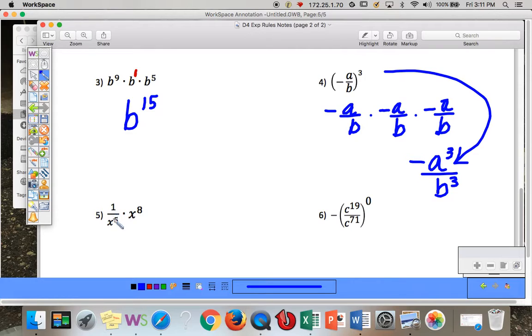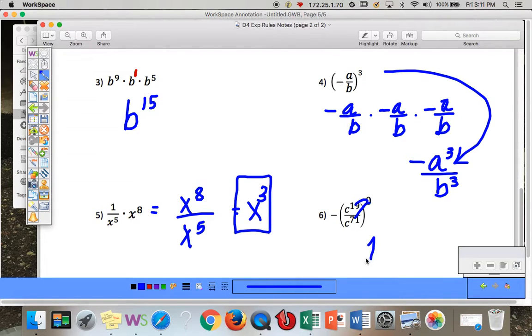All right, the next one, 1 over x to the 5th times x to the 8th. That's the same as saying x to the 8th over x to the 5th. We have 8 x's on top, 5 on bottom, so when you cancel, you have 3 left on the top. So this is x to the 3rd power. This negative's on the outside, so let's do that one last. Let's distribute. We know anything to the 0 power is 1, but the negative's on the outside. So this isn't a positive 1, it will be a negative 1 for your answer.